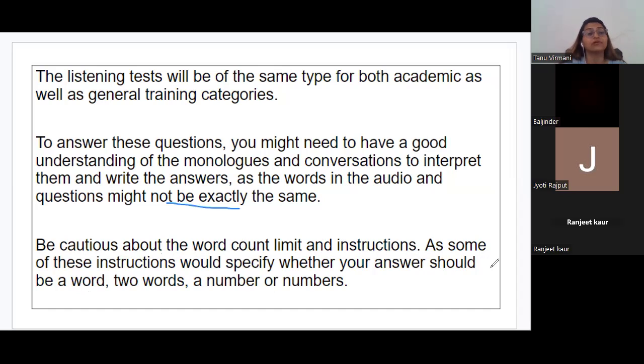So be careful whenever you are listening to the audio. You have to listen very carefully and you have to check your instructions and your questions also, to see what instruction has been given there, right? Whether you have to write the answer in one word or in two words.